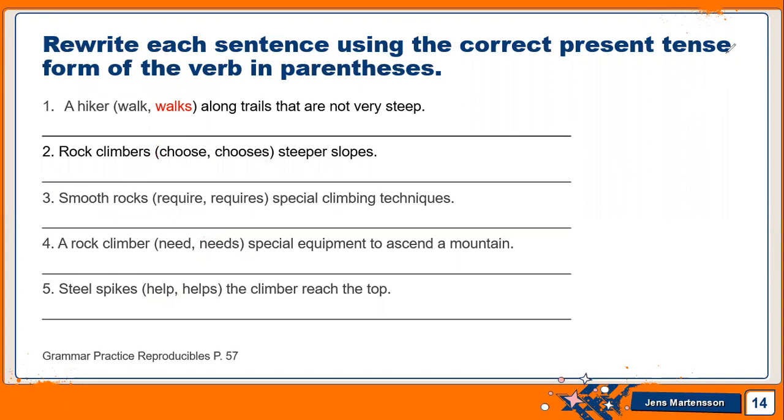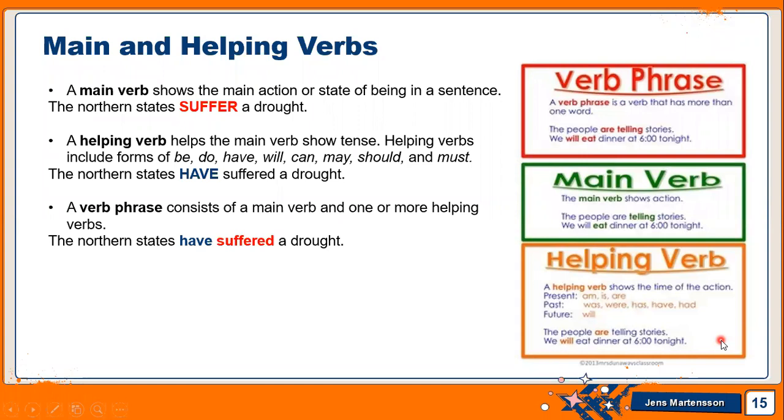Okay, and now it's time to move to something new. We have something that's called the main verb and something that's called the helping verb. Now, from their name, the main verb shows the main action or the main state of being, which we presented at the beginning of this lecture. The main verb: I play, I drink, I jump. The northern states suffer a drought. So suffer is the main action that's taking place here.